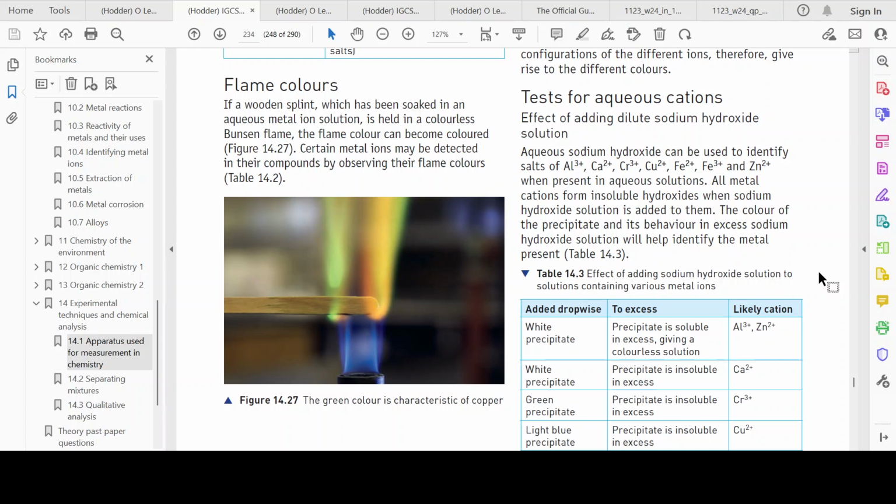And so when the flame, as you can see in the picture, hits the wooden splint which is soaked in the metal ion solution, the metal ions are burning, and then you're getting a colored flame above that, right? Depending on the color that's being produced, you can come to a conclusion that, oh, these ions, these metals are present. And the caption for the image says that the green color being produced is characteristic of copper.